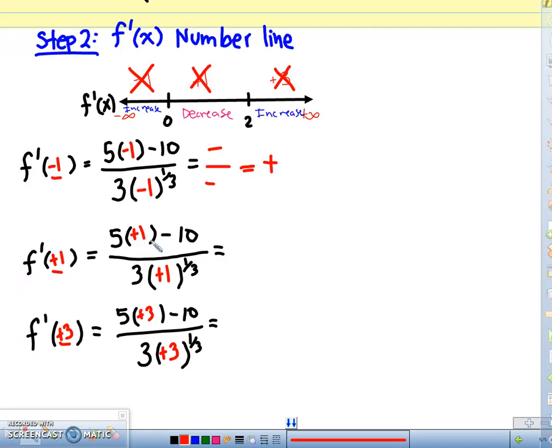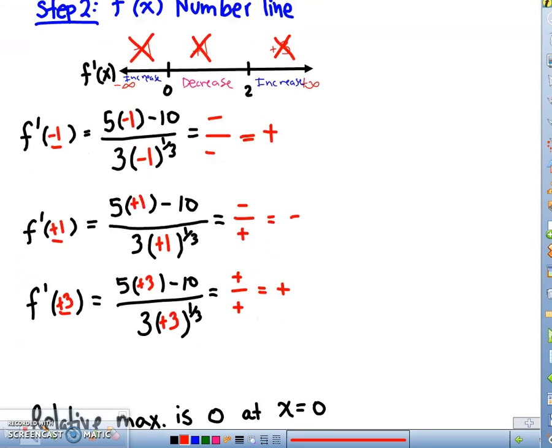Okay, here we have positive 5 minus 10. That's negative 5. All we care is that it's negative over a positive. The cube root of positive 1 is positive 1, and then times 3. So we get a negative. Then 15 minus 10 is positive over, again, a positive. The cube root of a positive value stays positive. So we have a positive over a positive, which is a positive. Okay, that's how I quickly got these values.